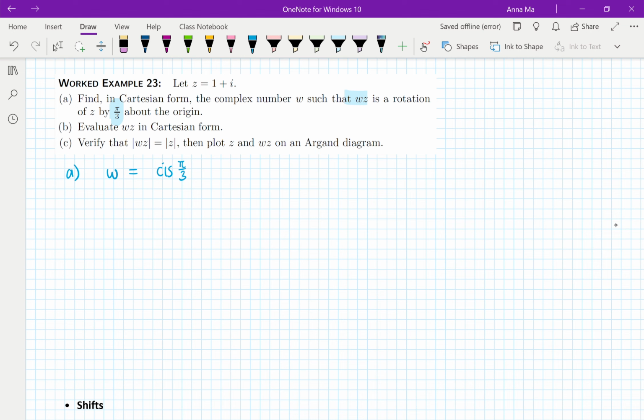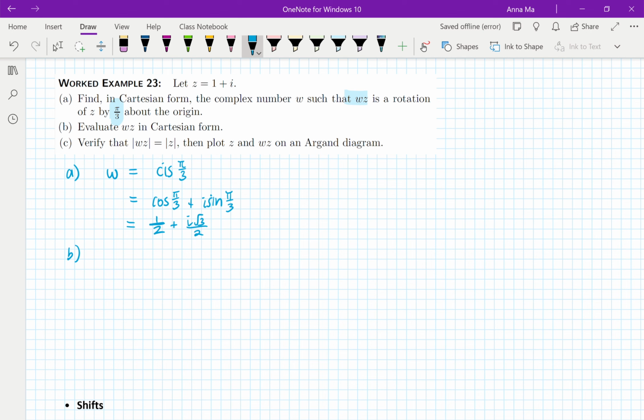Oh, it says in Cartesian form. So I'm going to have to expand this out as cos pi over 3 plus i sine pi over 3, which is going to be a half plus i root 3 on 2. I think that's good enough.